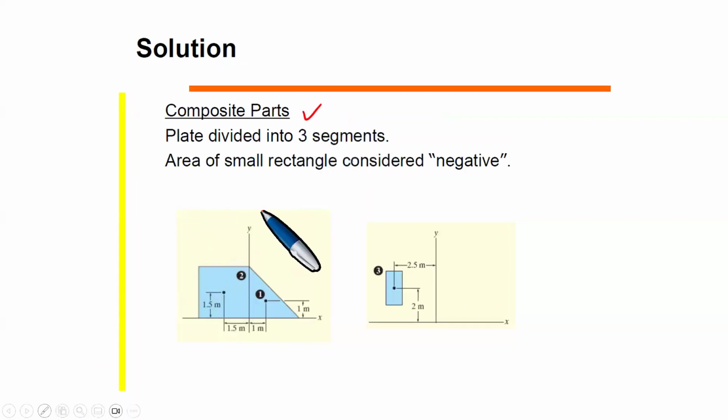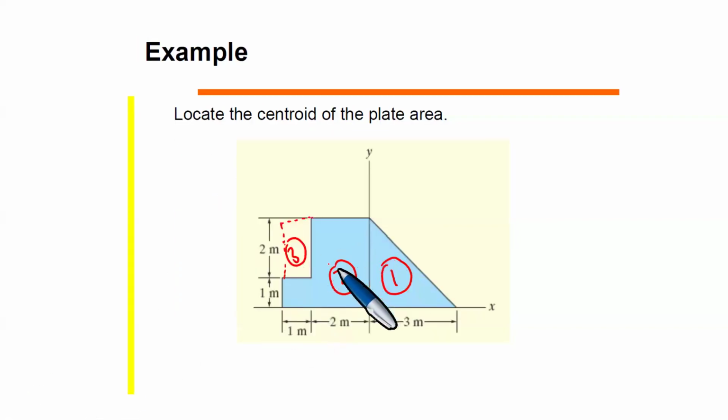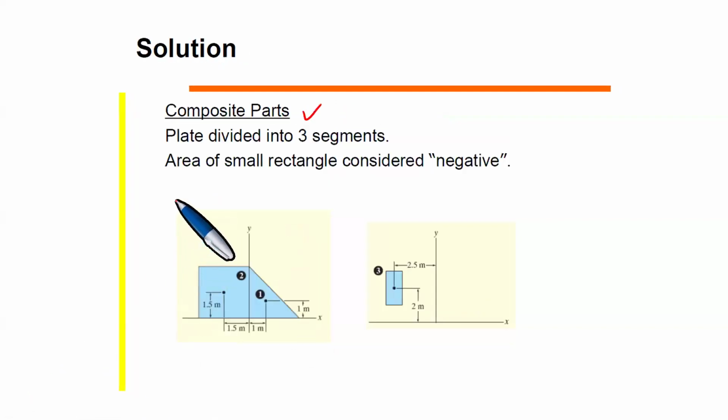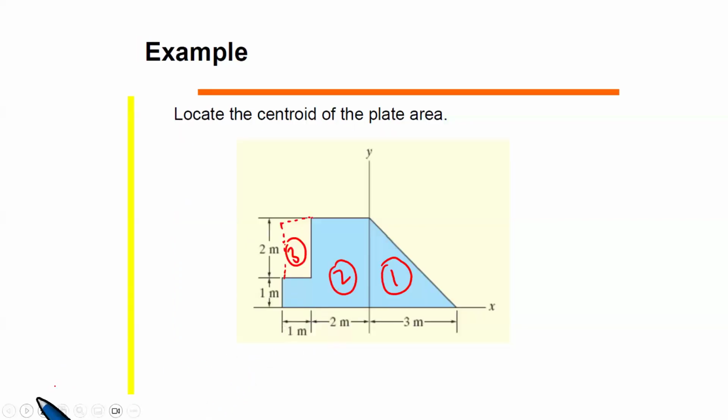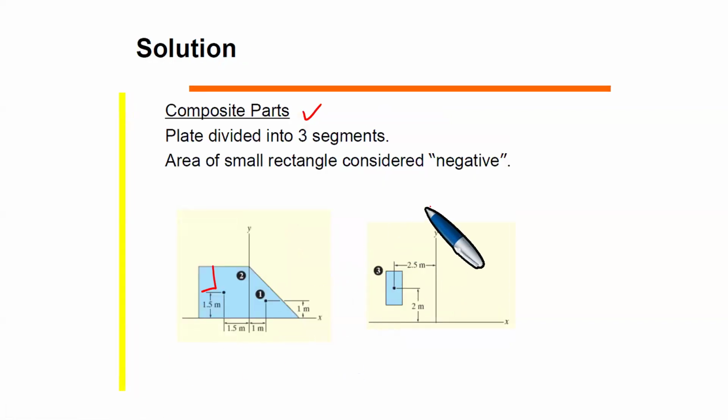Let's look at the composite parts. The plate is divided into 3 segments: 1, 2, 3. The area of the small rectangle is considered negative. There's a small rectangle that sits here, but now we have removed it. In the end, the area we have here is half base by height. But now we're going to continue and find this in detail.